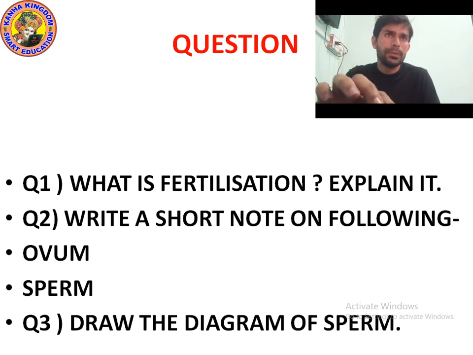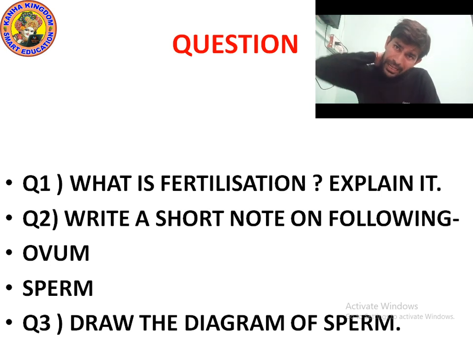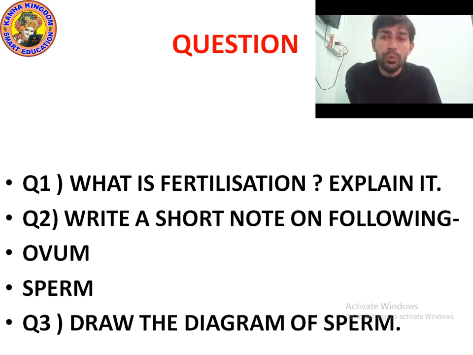Question number two. Write a short note on the following: ovum and sperm. So what is a human ovum? An ovum, or in plural, ova. Ovum means egg cell, or egg. An ovum is a haploid female reproductive cell, meaning it is a single cell. Both animals and embryophytes have ova.